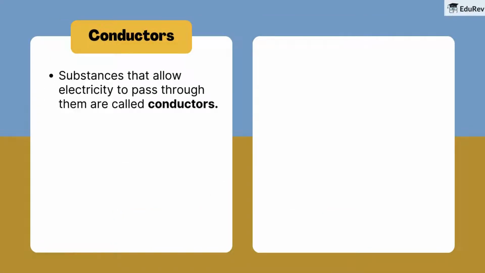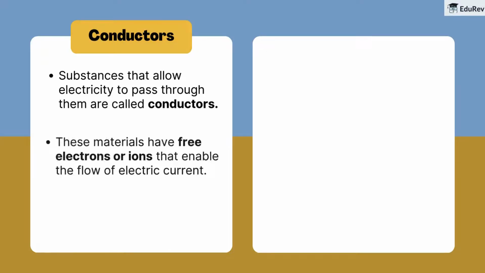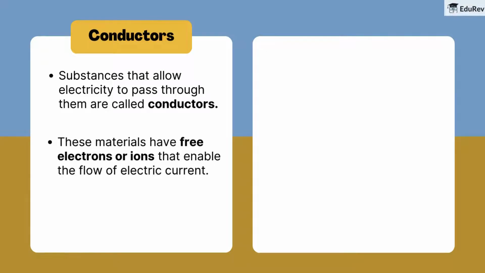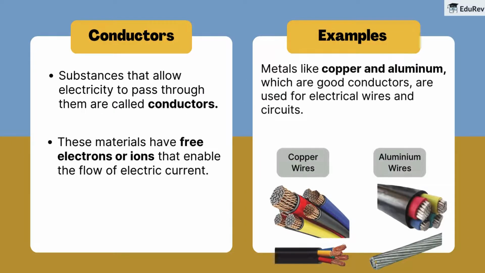Substances that allow electricity to pass through them are called conductors. These materials have free electrons or ions that enable the flow of electric current. For example, metals like copper and aluminum, which are good conductors, are used for electrical wires and circuits.